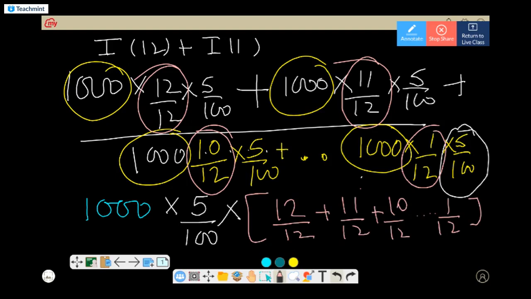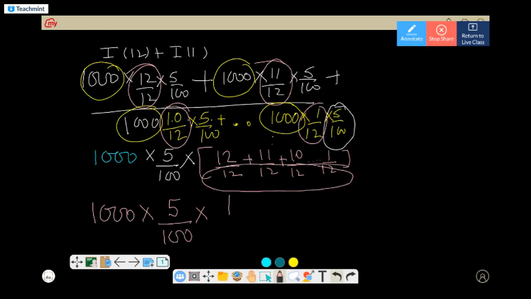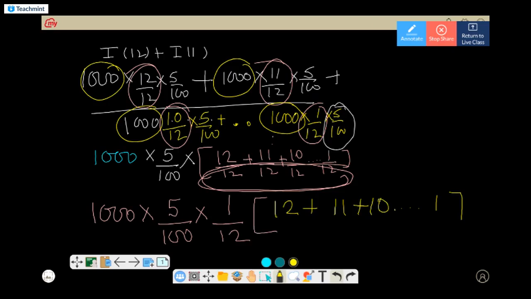So what I will do is take 1000 into 5 by 100 into 12 as common, and that too in the denominator, so I'll write 1 upon 12. Then what goes inside? Only 12 plus 11 plus 10, dot dot dot, till 1. Okay, is there any step that you think you have missed or didn't understand? You can ask me.